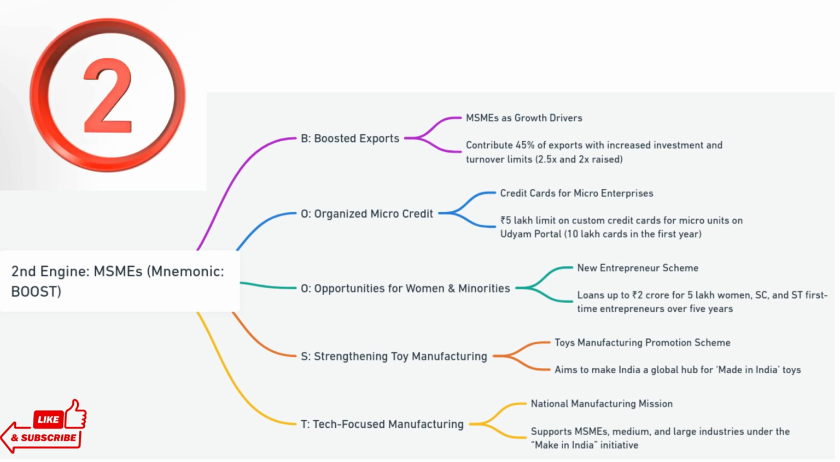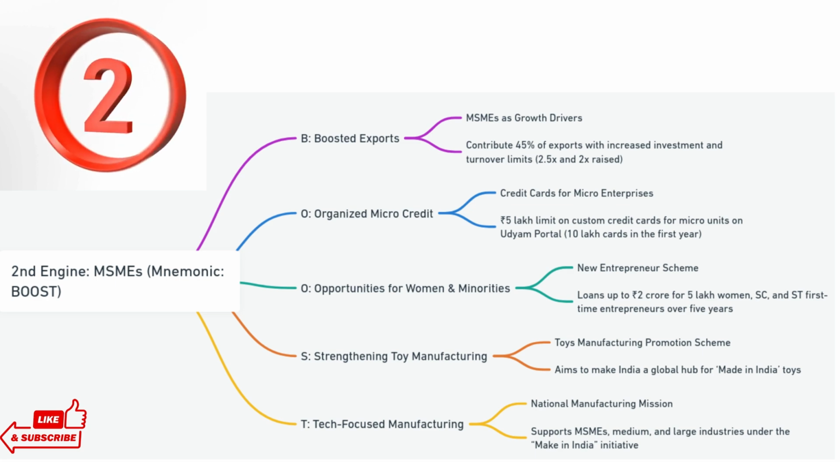O. Opportunities for women and minorities. Big opportunity for women, SCs, and STs through the new entrepreneur scheme. What's on offer? Loans up to 2 crore rupees will be provided to 5 lakh first-time entrepreneurs over 5 years. This is not just financial support, it's a push for women and marginalized groups to become business leaders.